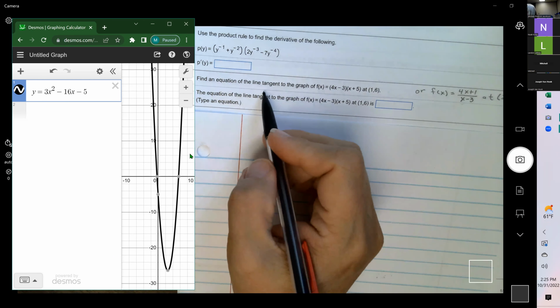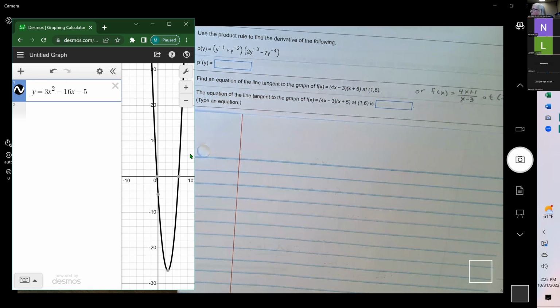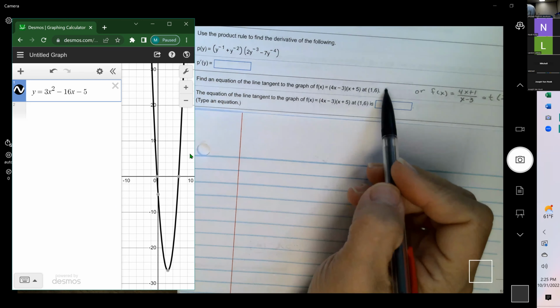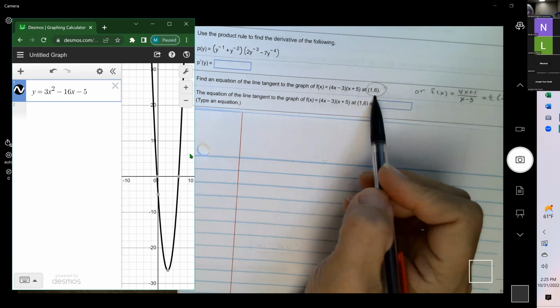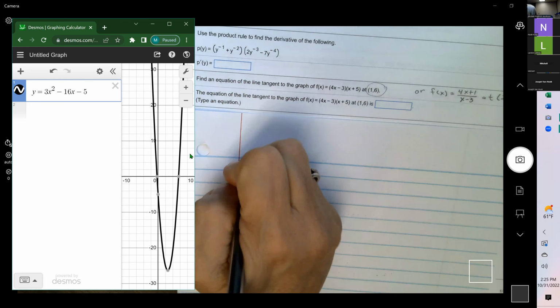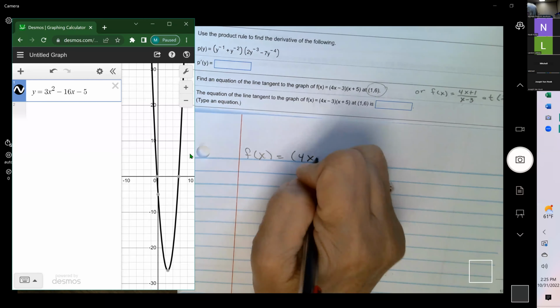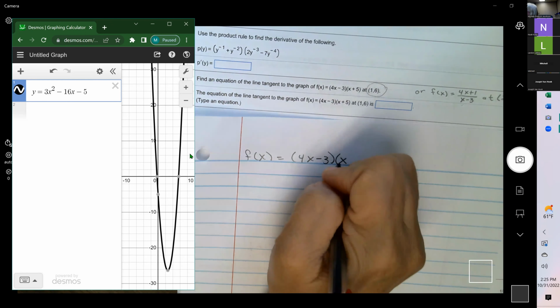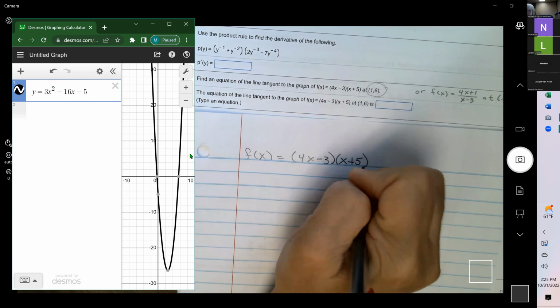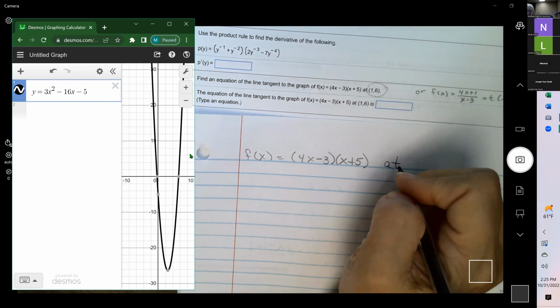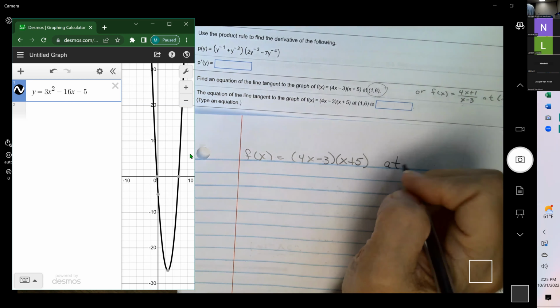Find the equation of the tangent line to the graph. So when you're finding the equation, you need a slope and a point. Well, we have a point. We need the slope. So when you're doing the exam, if you're not sure what to do with a problem, you know you're going to need to do the derivative.